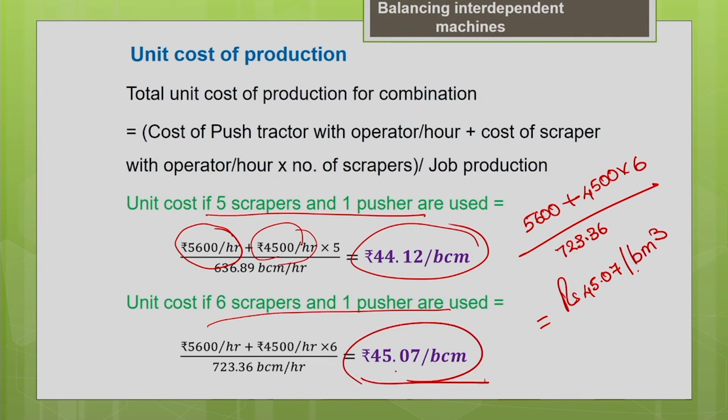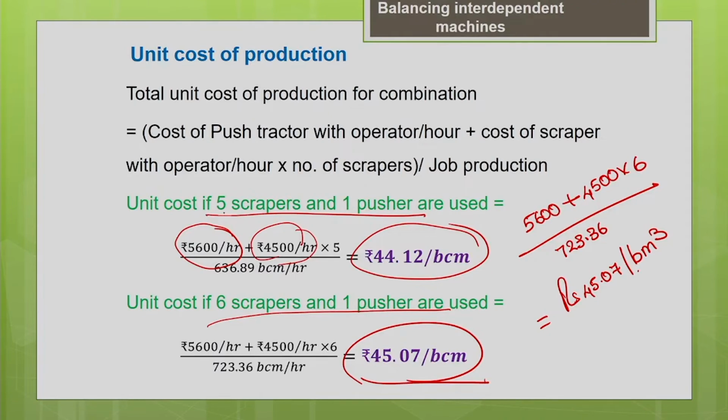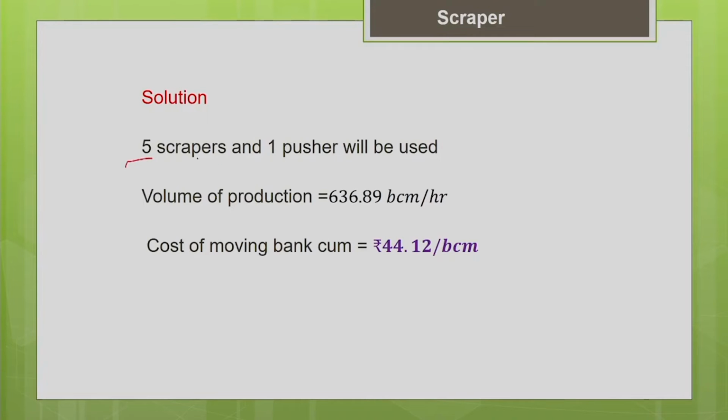So if you are concerned more about your production cost only, in that case, most of the cases people are concerned only about minimizing the production cost. So in that case we have to go for the combination which gives you the minimum unit production cost. So the combination of 5 scrapers and 1 pusher gives you the minimum unit production cost. So let us go by this 44.12. Okay, the solution is we are going for 5 scrapers and 1 pusher. The associated production value is 636.89 bank cubic meter per hour, and the unit production cost associated is rupees 44.12 per bank cubic meter.